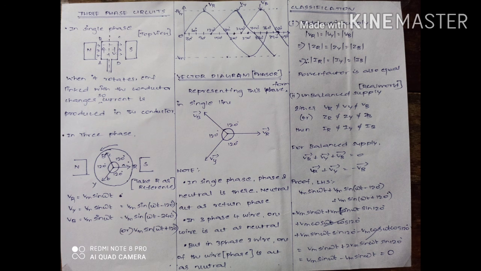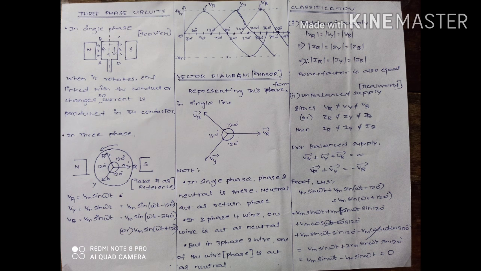Important notes in three-phase circuits are: in single phase, phase and neutral are there. Neutral acts as a return path. In three-phase, four-wire circuits, one wire acts as a neutral. But in three-phase, three-wire circuits, one of the phase wires acts as neutral.